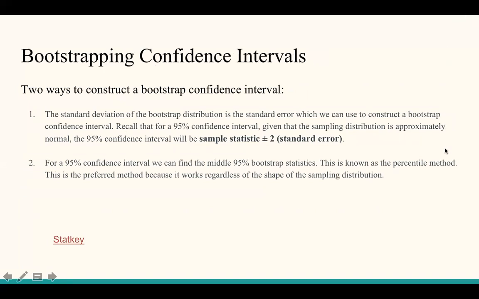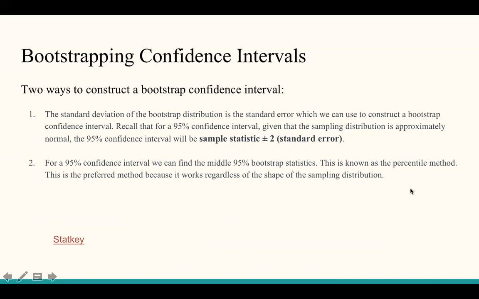Okay, so we can construct bootstrap confidence intervals. There are two ways we can do this. The standard deviation of the bootstrap distribution is the standard error, which we can use to construct a bootstrap confidence interval. Remember when we did the 95% confidence interval, if the sampling distribution is approximately normal, the confidence interval would be equal to the sample statistic plus or minus 2 times the standard error. So that's one way to construct a bootstrap confidence interval.